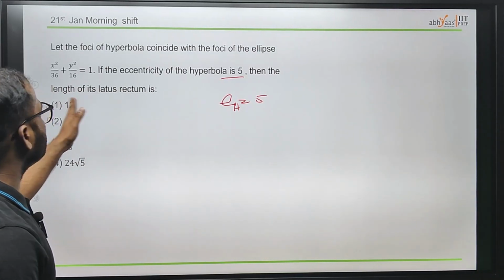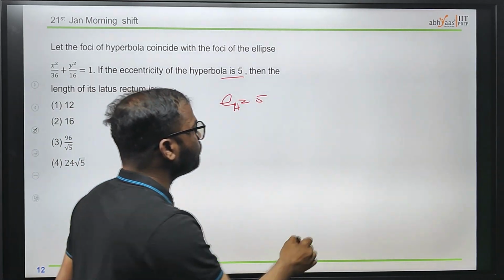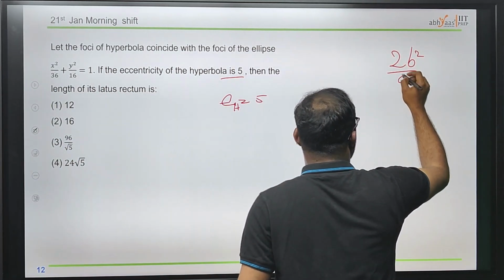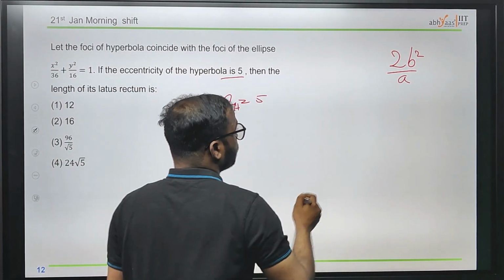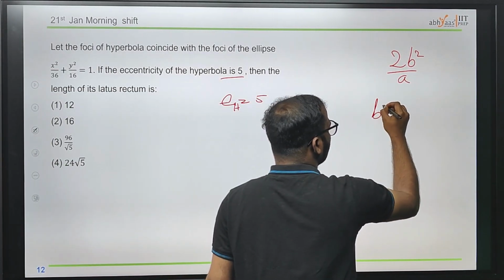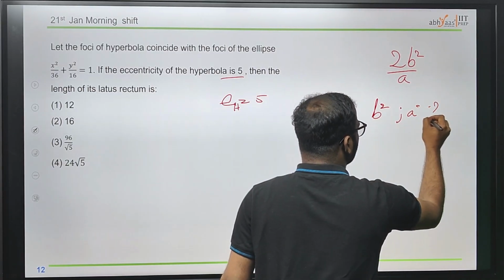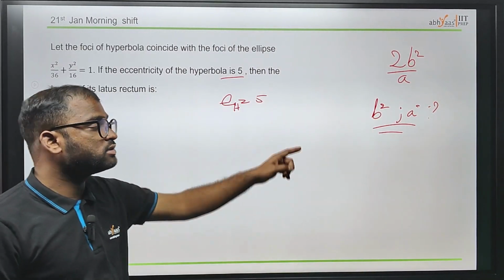And then what is the length of the latus rectum? Ultimately we have to find 2b square by a. In order to find this one, we need to find b square and a, okay.